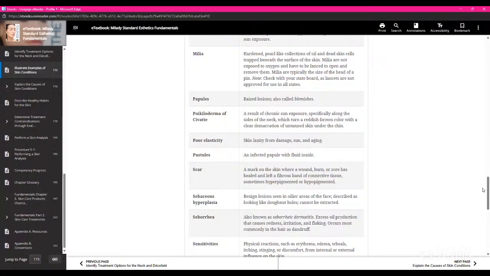Sebaceous hyperplasia. These could be benign lesions, but they can have an oil base, sebaceous. You refer them to a physician. Seborrheic dermatitis. This could be an excess oil production. It can be flaky, but it could be kind of cakey as well. So you see redness, you see irritation, and you'll see flakes, but you can tell that it has oil connected to it. So it'll be like chunks.